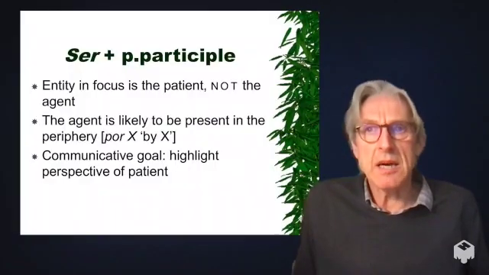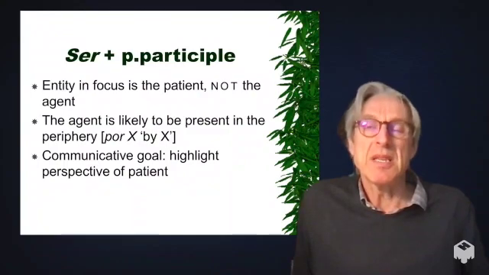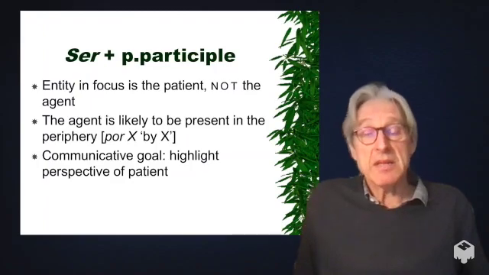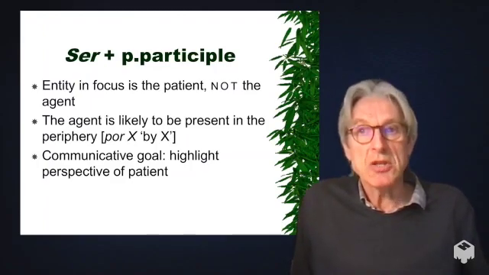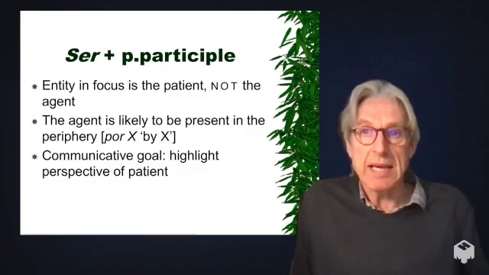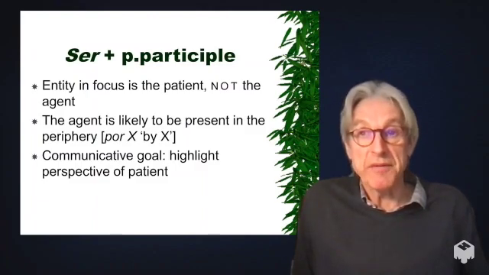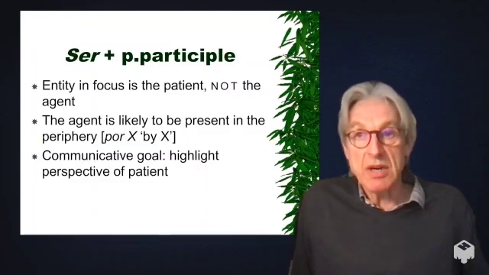Let's go to the next example, an example with ser and past participle, the so-called traditional passive construction. As I said, the hypothesis for this one is the entity in focus is the patient, not the actual agent in reality. But the agent is likely to be present in the periphery by means of a prepositional phrase, por, the agent by X. Now, why would a speaker use this construction?